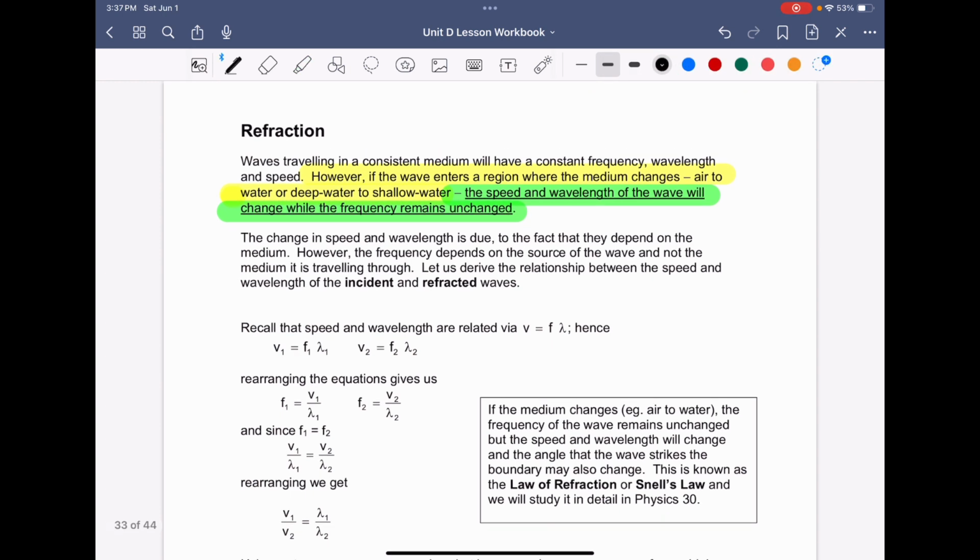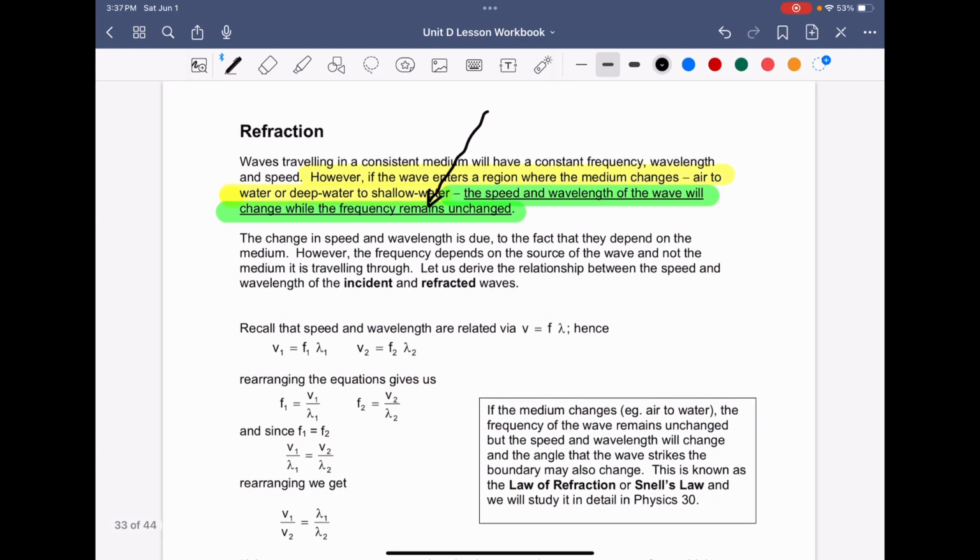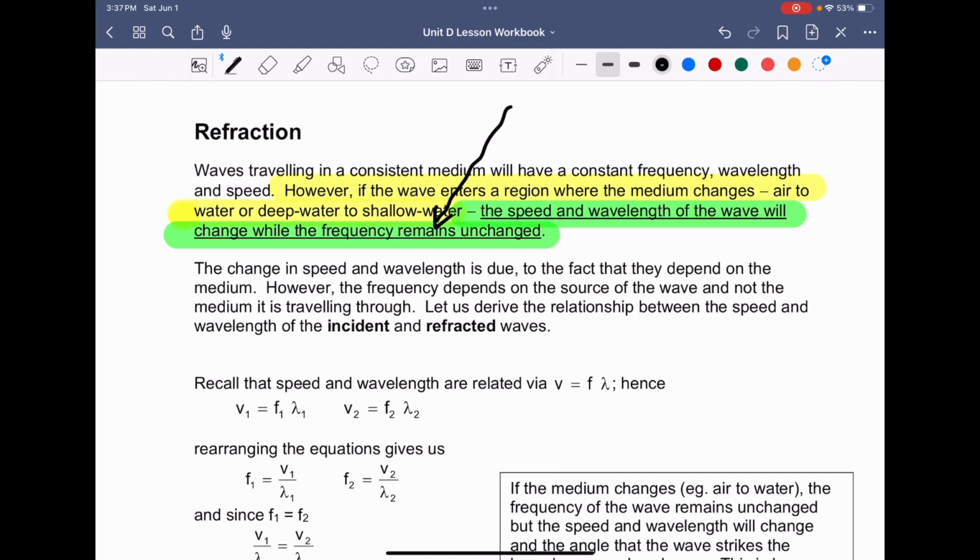Right away, when they say the frequency remains unchanged, I'm going to make a little subnote by pointing an arrow to this and say frequency. I've said this a bunch in the unit, including in lesson 26: frequency is something determined by the source.